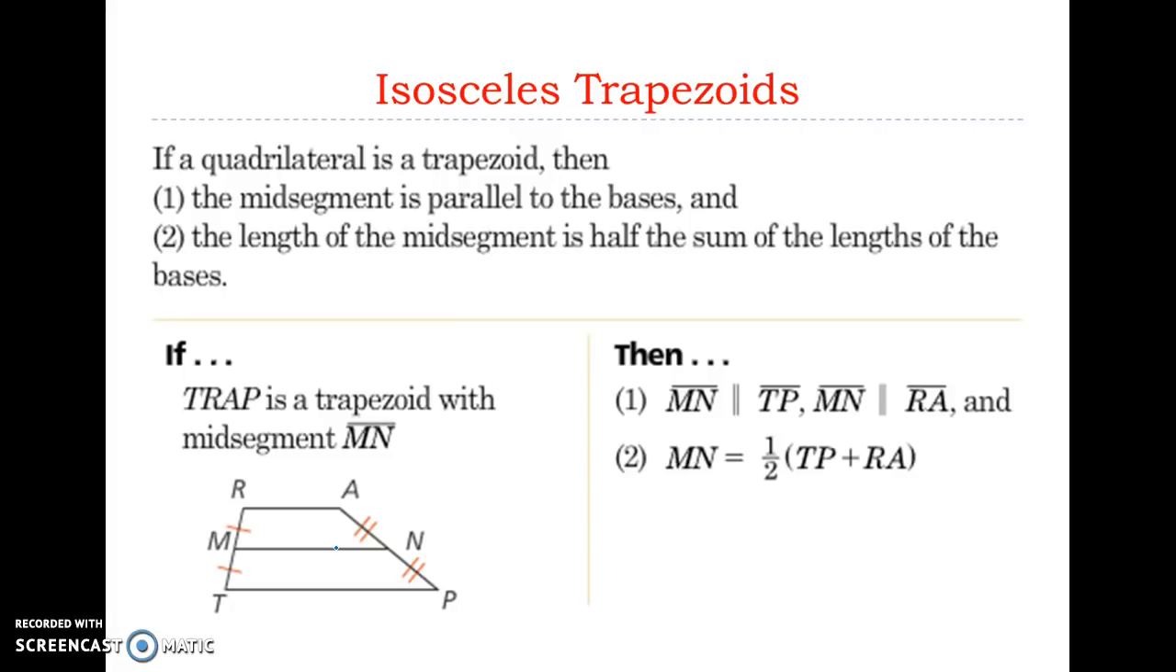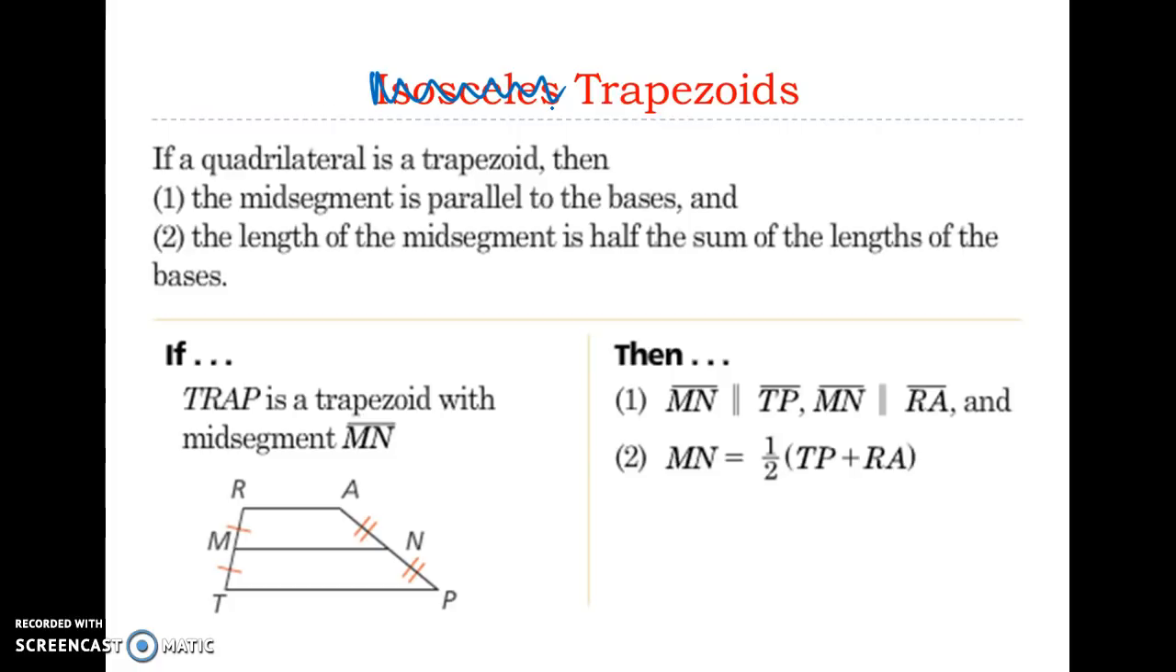Moving on to midsegments of an isosceles trapezoid. So if you know a quadrilateral is a trapezoid, it doesn't necessarily mean it's isosceles. If you know, though, that, here, let me erase this because this doesn't even really matter. If a quadrilateral is a trapezoid, then first, the midsegment is parallel to the bases, and two, the length of the midsegment is half the sum of the lengths of the bases.